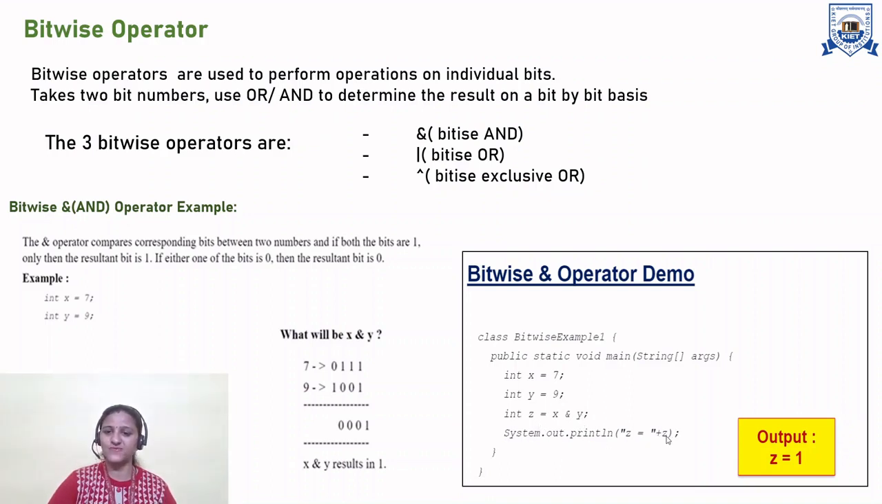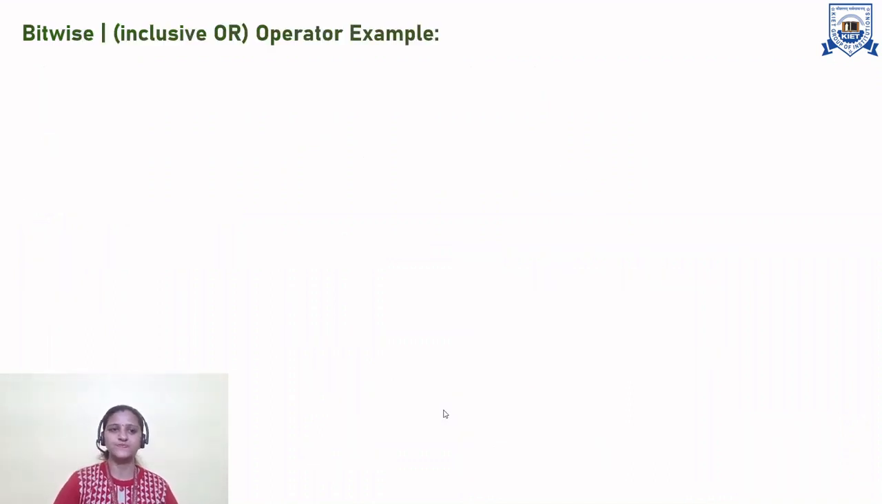And when we return the value of z, it will return the value 1. How it does this internally has been shown over here. Bitwise ampersand operates like this, in this manner.